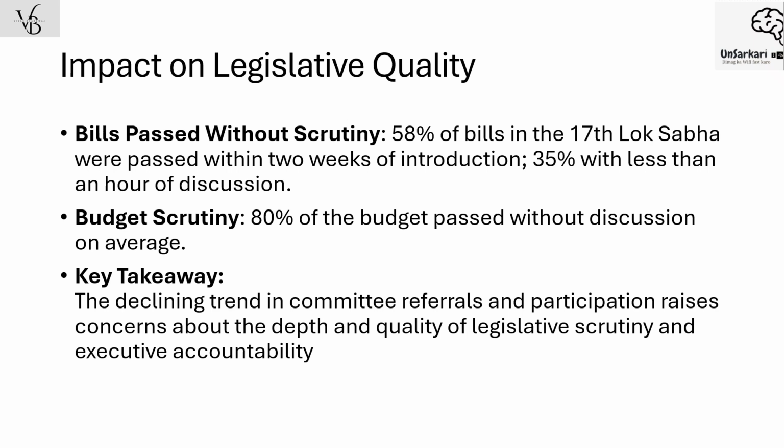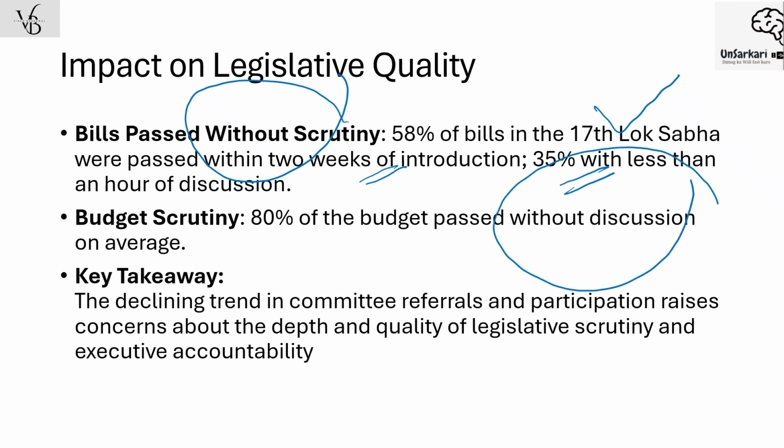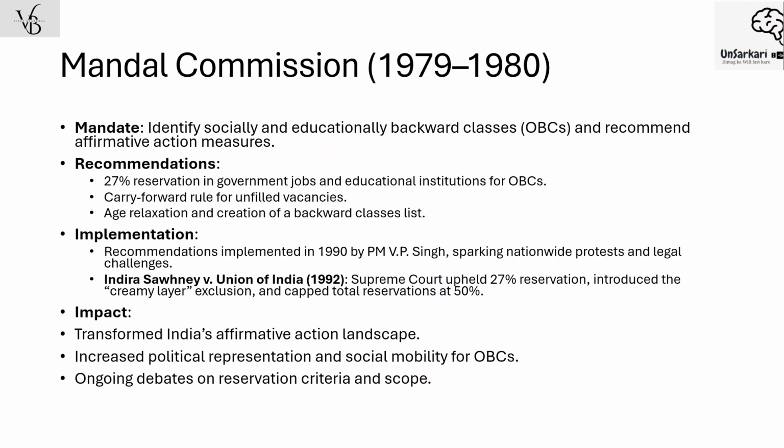Impact on legislative quality when the bills are passed without scrutiny. For example, 58% of bills in the 17th Lok Sabha were passed within 2 weeks of introduction and 35% with less than an hour of discussion. 80% of the budget passed without discussion on average. So the key takeaway is that the declining trend in committee referrals and participation raises concern about the depth and quality of legislative scrutiny and also executive accountability. This is very important to understand.